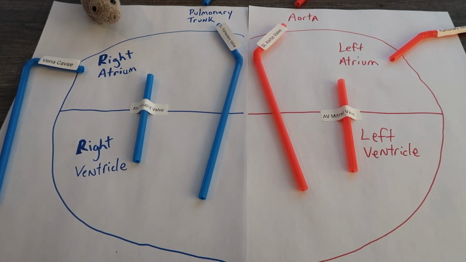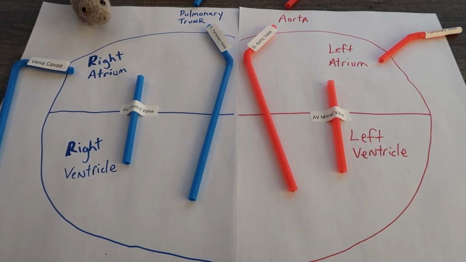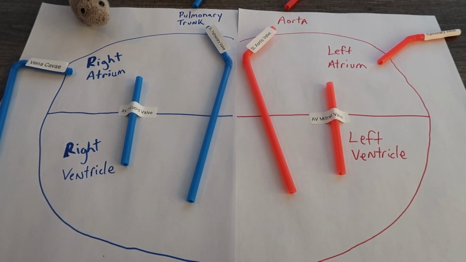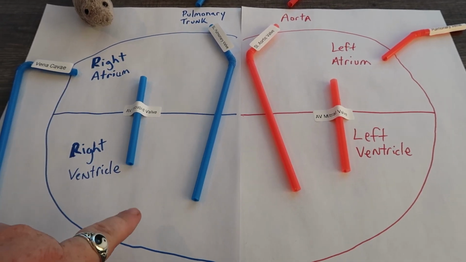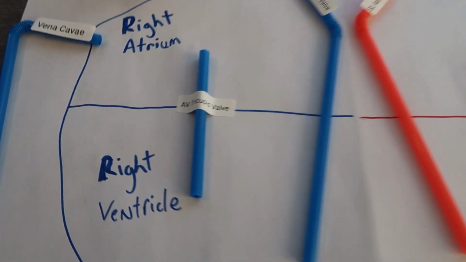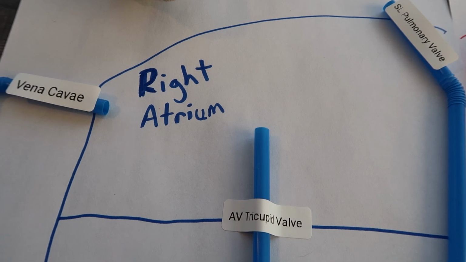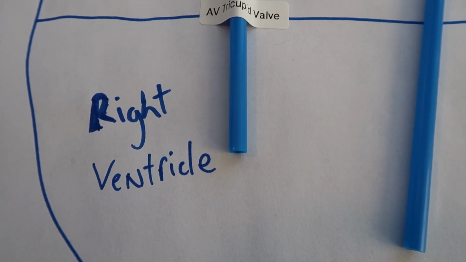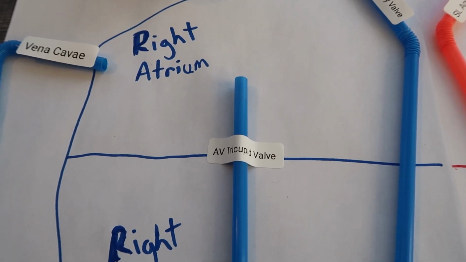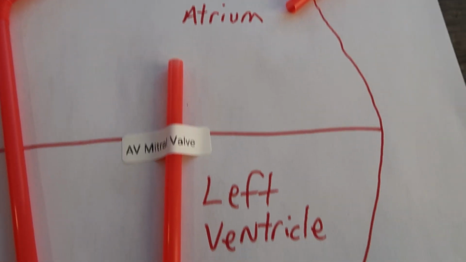Now the other parts that you need to know besides the chambers are going to be 4 valves. Valves are the passageways between the top and the bottom of our hearts. They're called AV valves for a reason. The AV stands for atria, or atrium, and the V stands for ventricle. You have one on the right side separating the top and the bottom of your heart, and then you also have one on the left side that separates the top from the bottom.